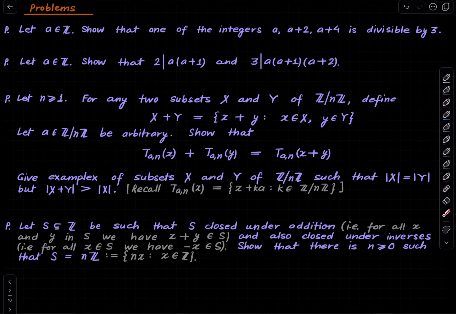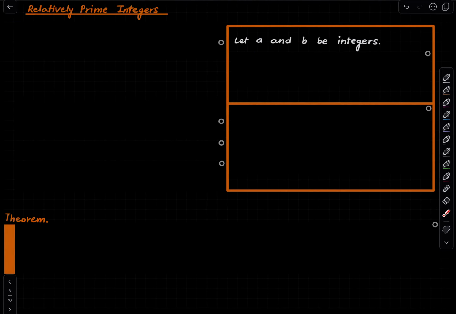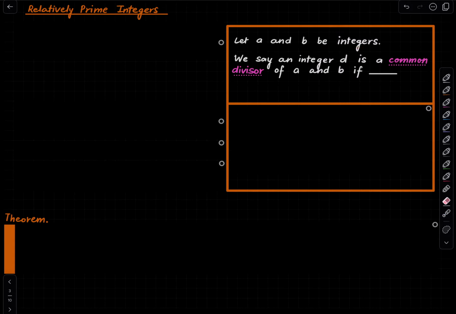Some problems for practice. And now let us get started. So here is one definition that we need in order to characterize the existence of inverses. Suppose we have two integers a and b, then we say that an integer d is a common divisor of a and b if, as the name suggests, it divides both a and b. It's a common divisor if it is a divisor of both.